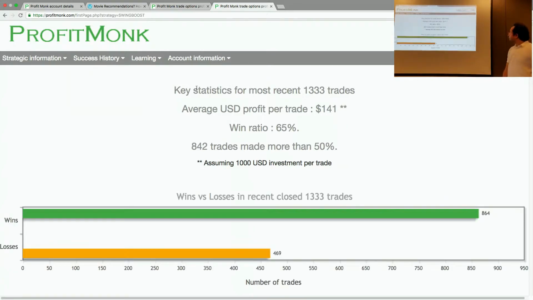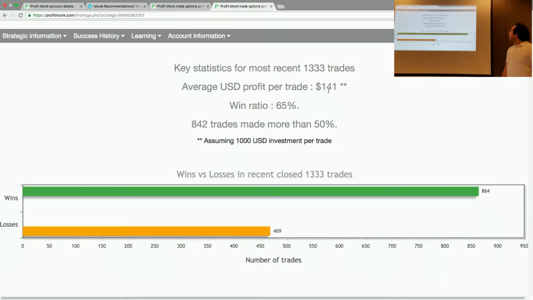So we are back to 1,300 trades because the buy limit is back. But your average US dollar per profit has gone down from 160 to 140. So by going for a more aggressive stop loss, you actually in the long run lose money in this strategy.